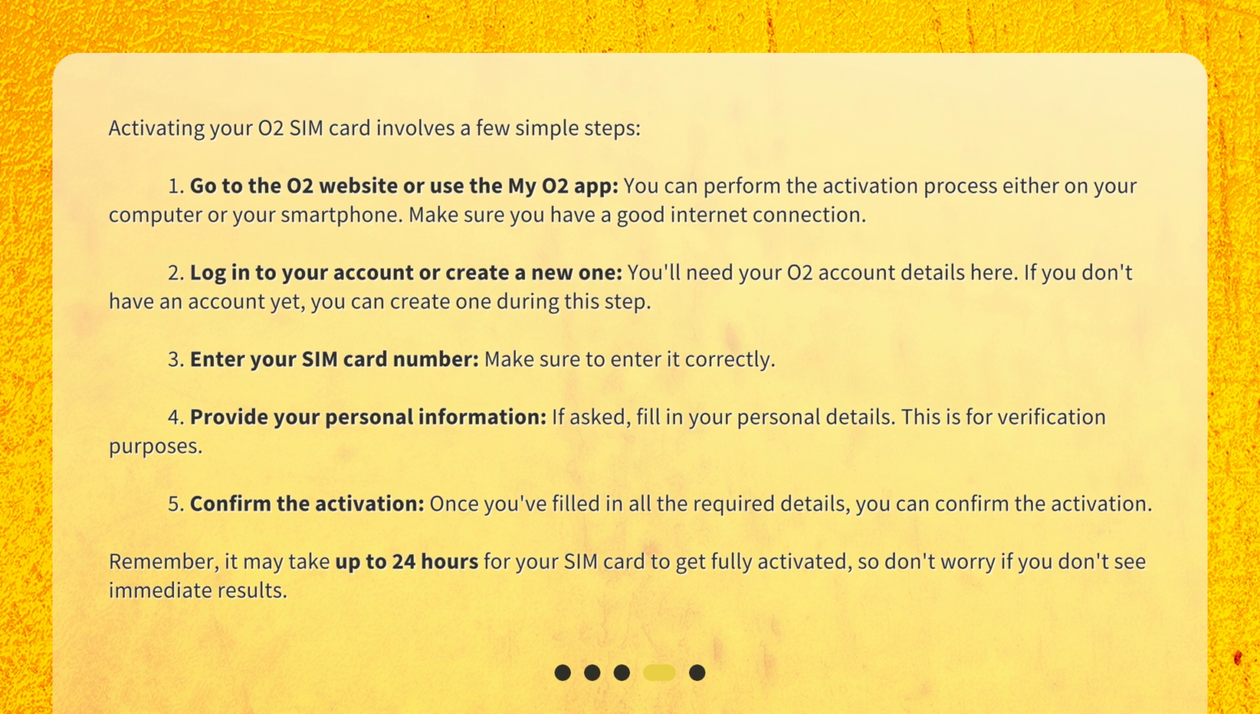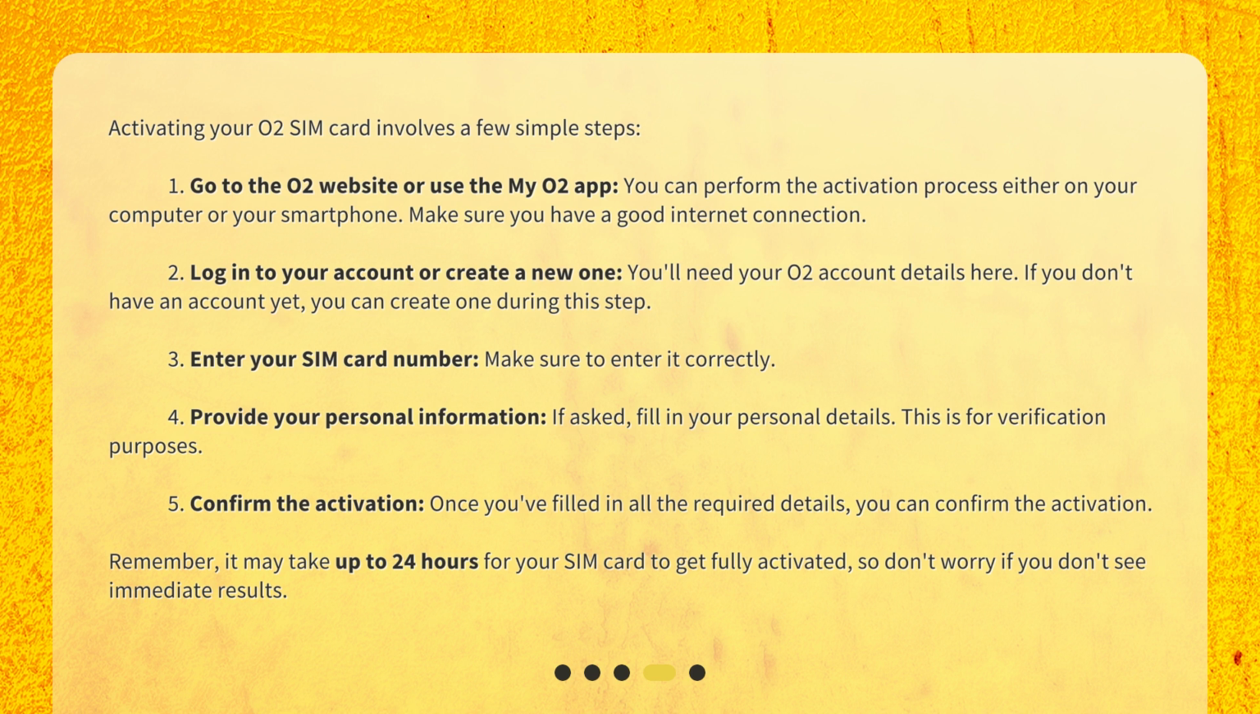2. Log into your account or create a new one. You'll need your O2 account details here. If you don't have an account yet, you can create one during this step. 3. Enter your SIM card number. Make sure to enter it correctly. 4. Provide your personal information. If asked, fill in your personal details. This is for verification purposes.